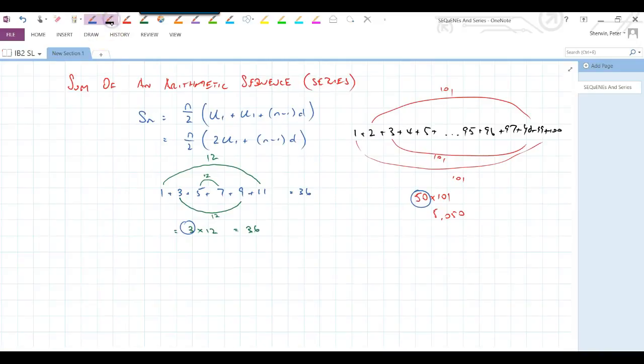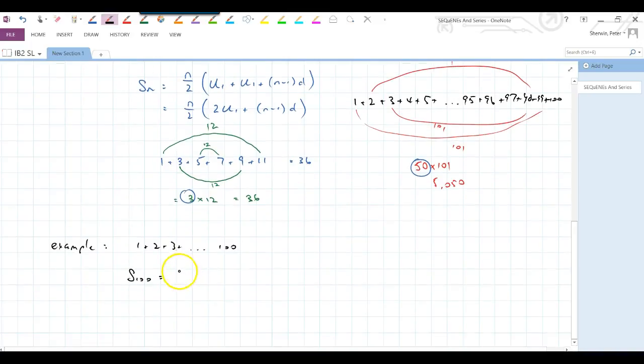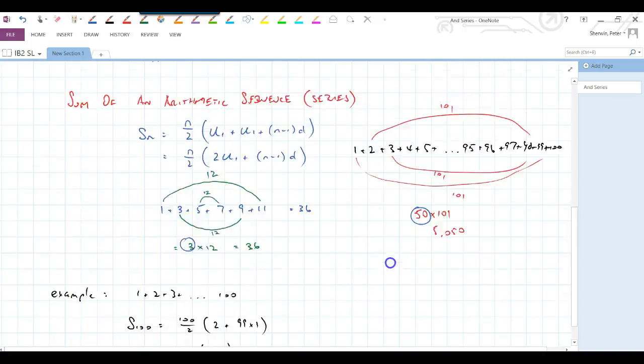So for the example of 1 plus 2 plus 3 plus all the way to 100, our sum of 100 terms will be equal to, let's work this through, 100 over 2, which is 50. So we halve the number of terms. We double the first term, so that's 2, plus (n minus 1), so 99, times the difference, which is 1. So we get 50 times (2 plus 99), which is 101, which we've worked out to be 5,050. Okay, so there's our sum to n terms.